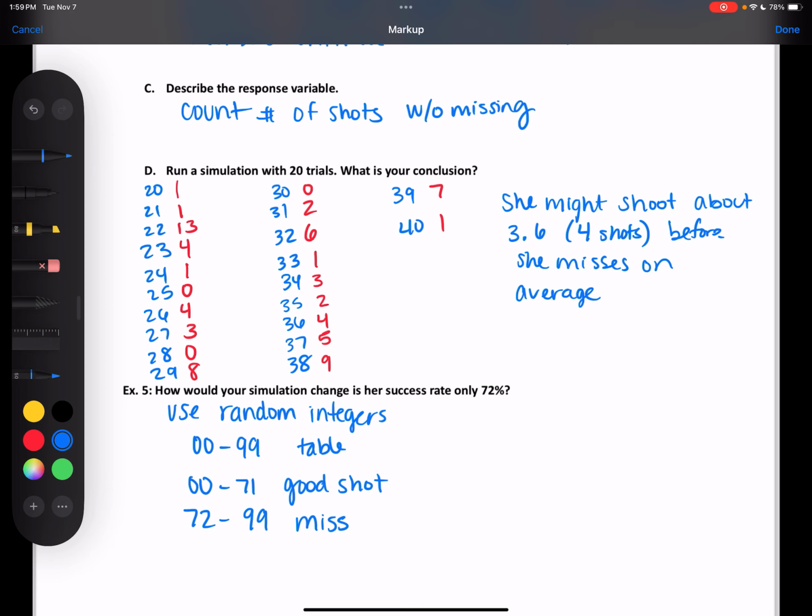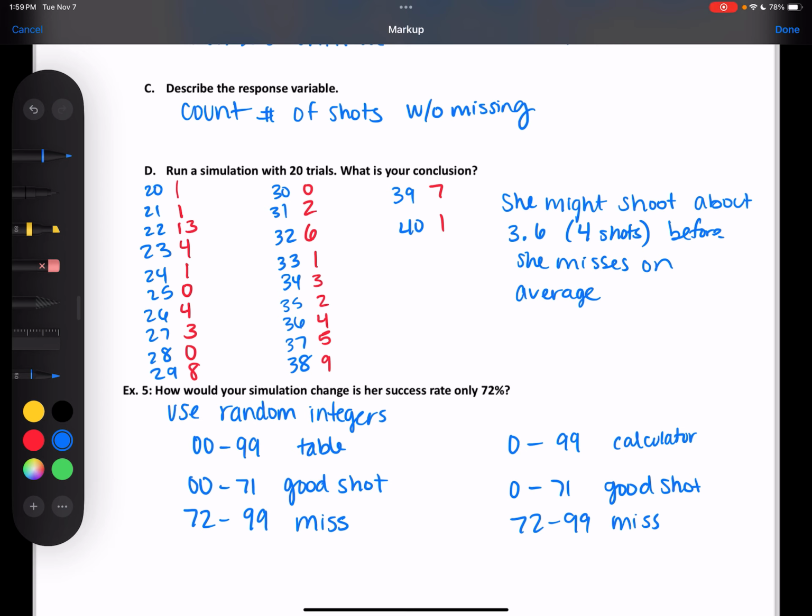If we did it on the calculator, then we could do 0 through 99, where 0 through 71 is a good shot, and 72 through 99 is a miss. And then we would basically just do the same thing over again. Now, I'm going to show you on the table what this would look like and how we would do it with the 2 numbers on there.